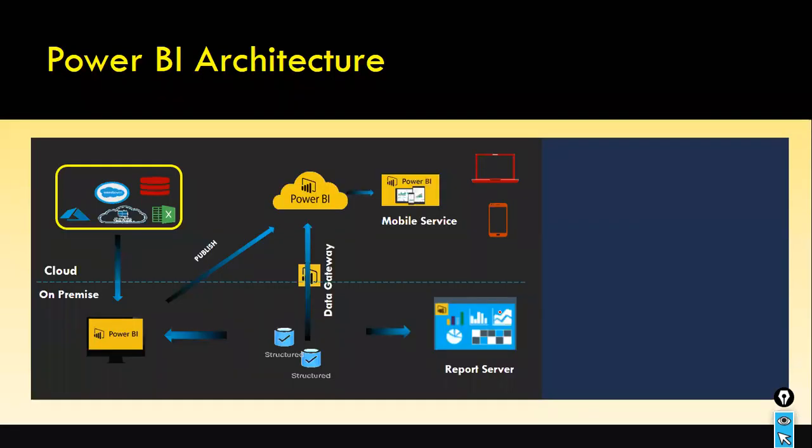Now let us look at this architecture, Power BI architecture. As you can see here, just above this dashed line, you have something called cloud, and just beneath this, you can see the on-premise. What is cloud? Cloud is a virtual server. Amazon's cloud is AWS. Microsoft cloud is Azure, and Google cloud is Google Cloud Platform. These are the three major players dominating the cloud. There are other players also.